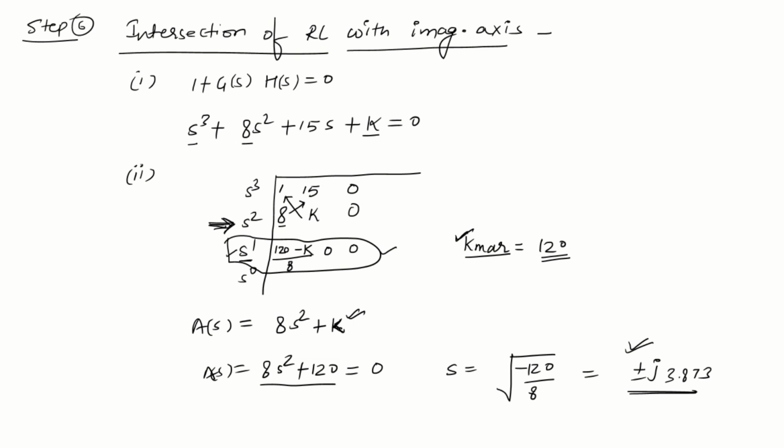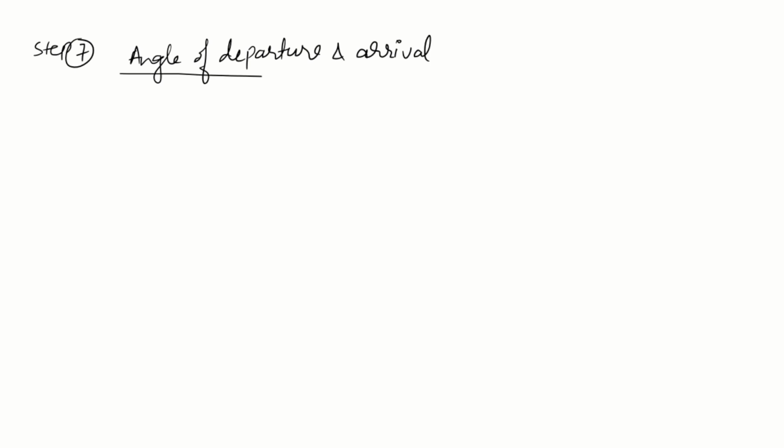Now step number 7. Since there are no complex roots in our problem, we will not determine step number 7, which is the angle of departure and arrival. So as we already discussed, let me write in the next slide, step number 7, angle of departure and arrival. Since there are no complex roots in the problem, we will not determine this angle of departure and arrival. Now let us draw the root locus by summarizing all these points.